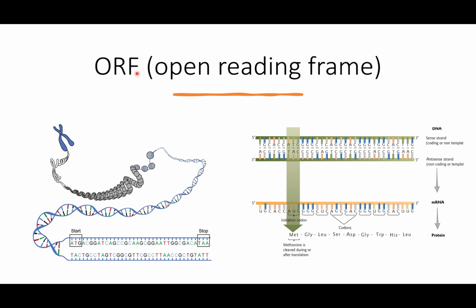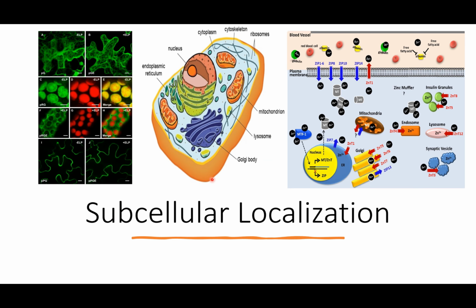ORF is open reading frame. This open reading frame refers to the portion of a DNA or RNA sequence that can be translated into a protein. So it started from ATG that codes for methionine residue and ended by one of the stop codons TAA, TGA, or TAG.